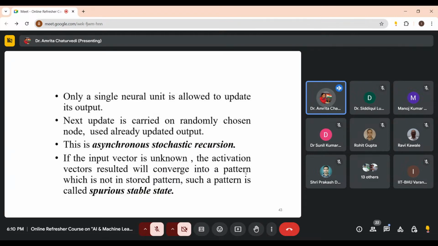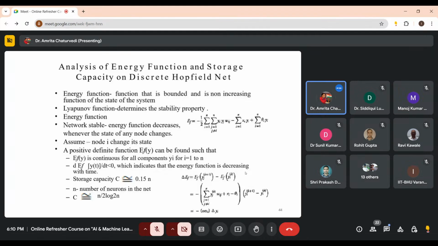Only a single neural unit is allowed to update its output. The next update is carried out randomly on a randomly chosen node that has already updated its output. So this is asynchronous stochastic recursion. If the input vector is unknown, the resulting activation vectors will converge into a pattern which is not among the stored patterns. Such a pattern is called a spurious stable state.